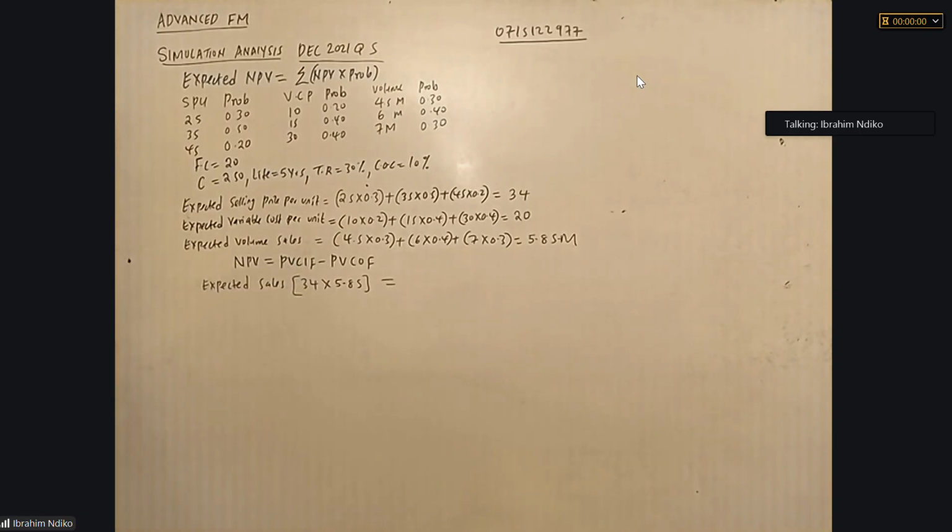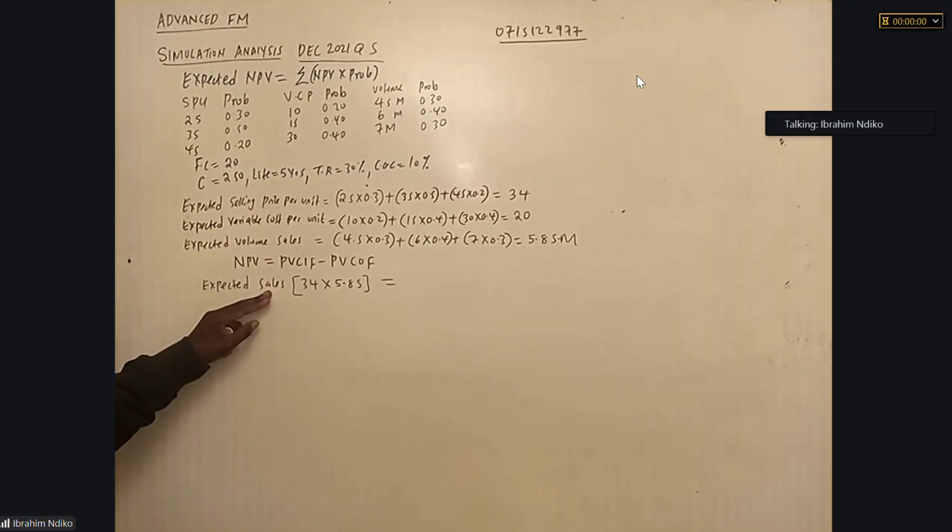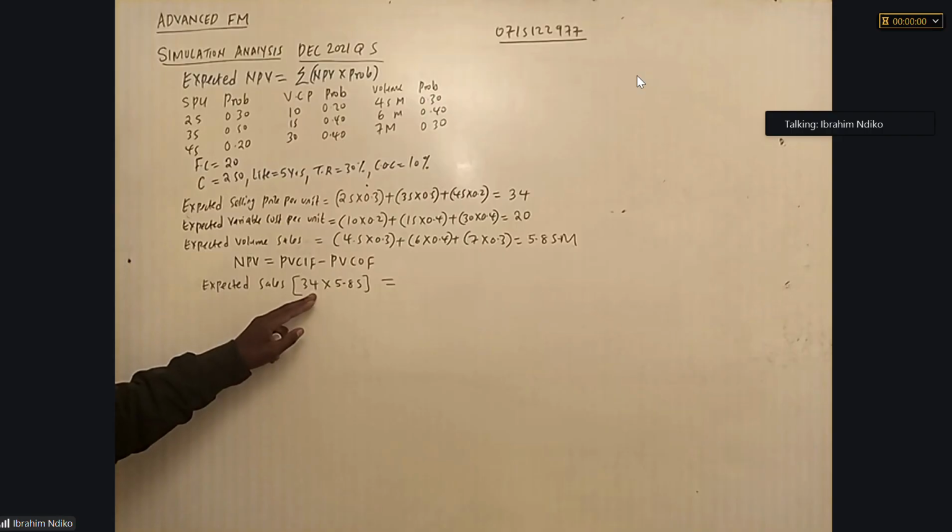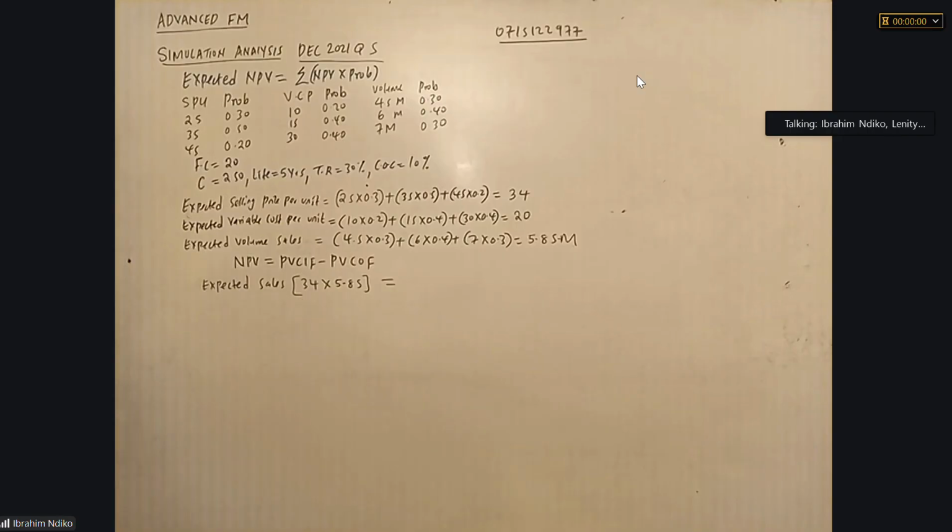Hizi ni units. Volume. Volume means units. Tuko sawa? Hebu repeat hapo hapa kwa expected sales. Expected sales tunasema ni sales per unit times total units. Are we still on expected present value? Cash inflow. Tunataka kutafuta expected present value.